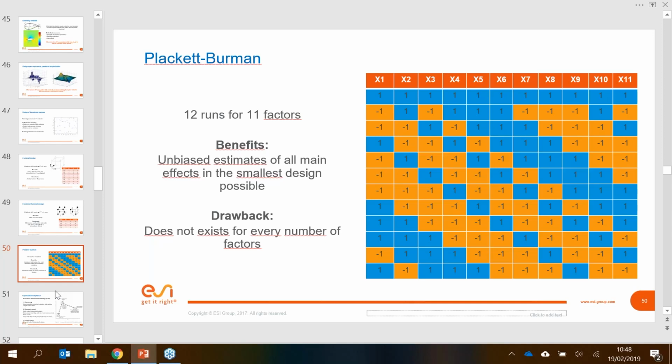So actually, another design that you can use, the Plackett-Burman designs, are let's say the most optimal ones if you would like to make some screening analysis, because they use a minimum number of runs for gathering every main effect, but actually they do not exist for every kind of experiment. Here you got one for 12 runs. I guess you got one for 23 runs. So you can't actually make a Plackett-Burman design for every experiment.